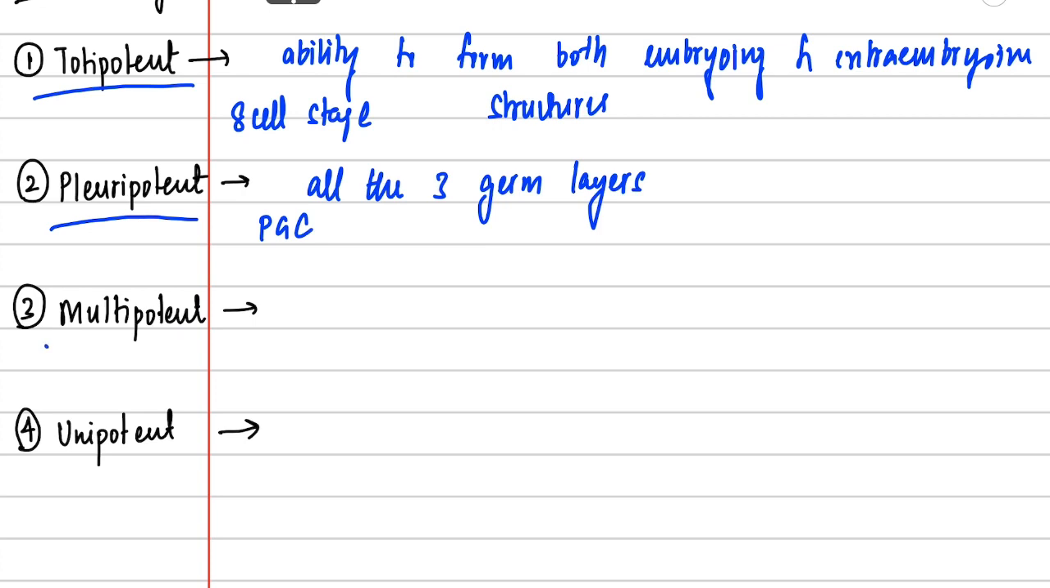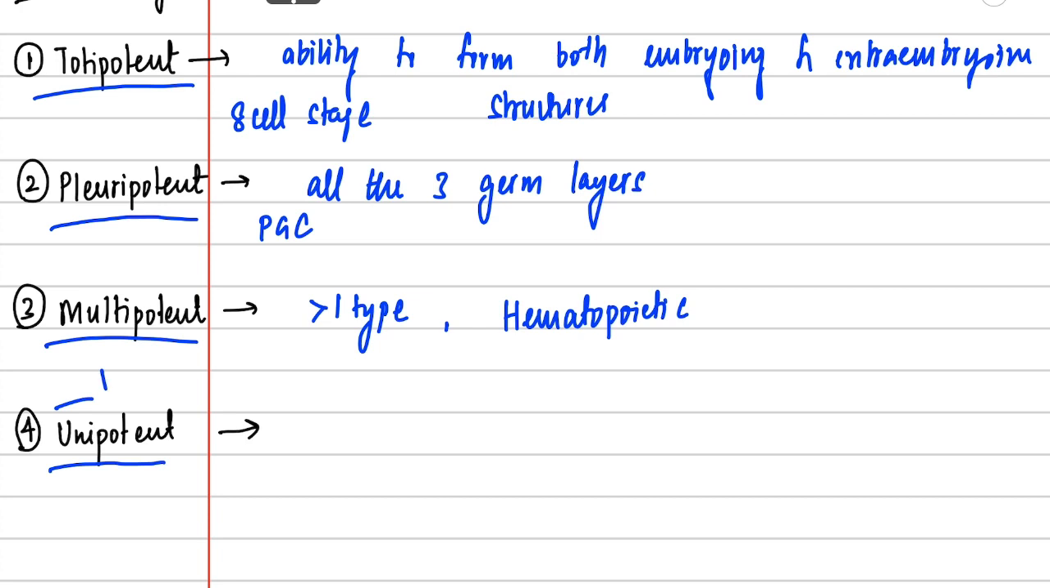The next thing is multipotent stem cell or multipotent cell, that is the ability to form more than one type of cell. For this, the example is hematopoietic stem cell. The fourth one is unipotent. As the name suggests, uni means one. That is, it can form one type of cell only. The example is liver cells.